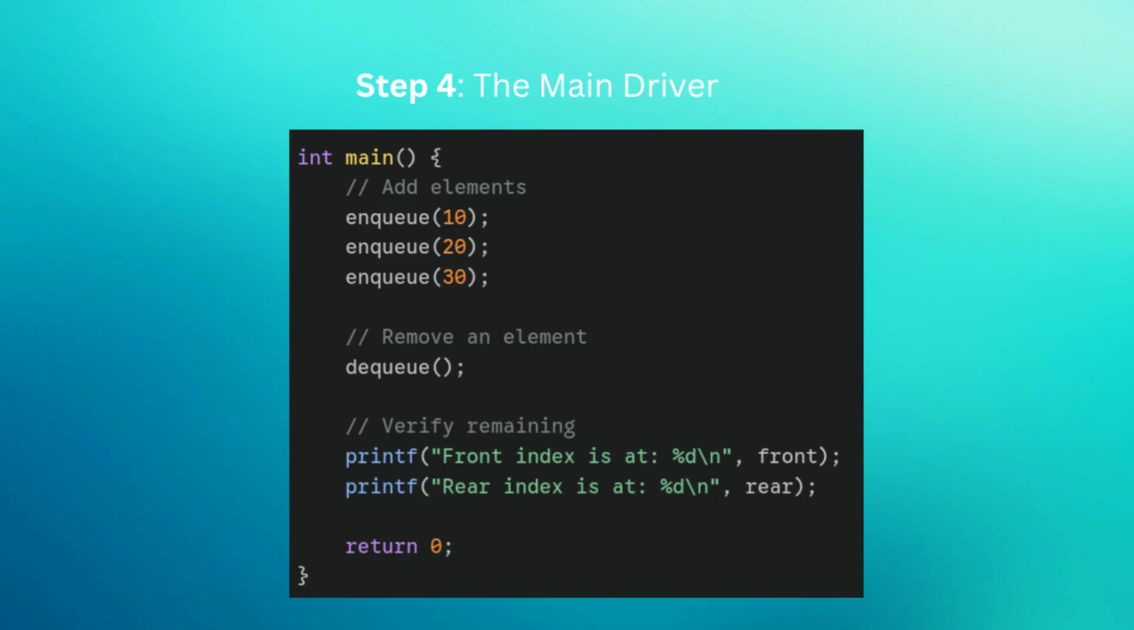Since we removed one element only, only one is removed, which is 10. So our values are 20 at index 1 and 30 at index 2. That's it for the example of using C in the queue.